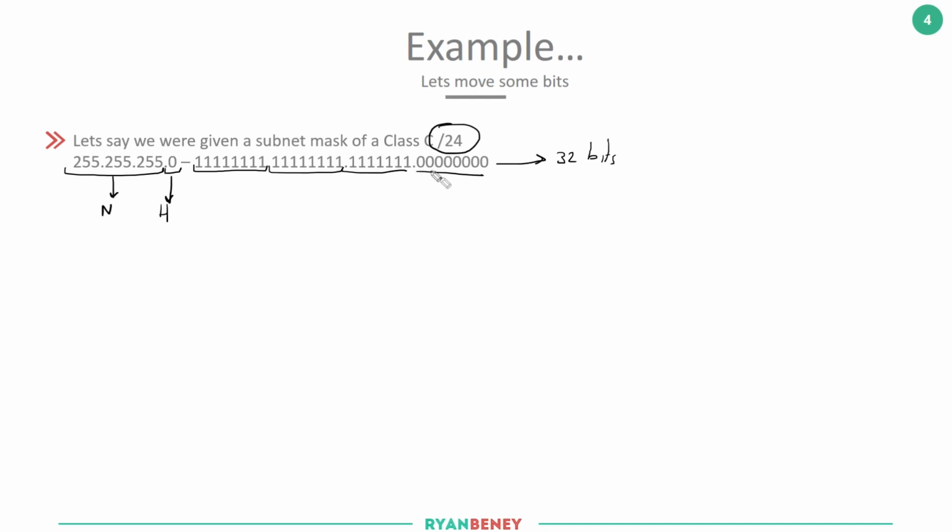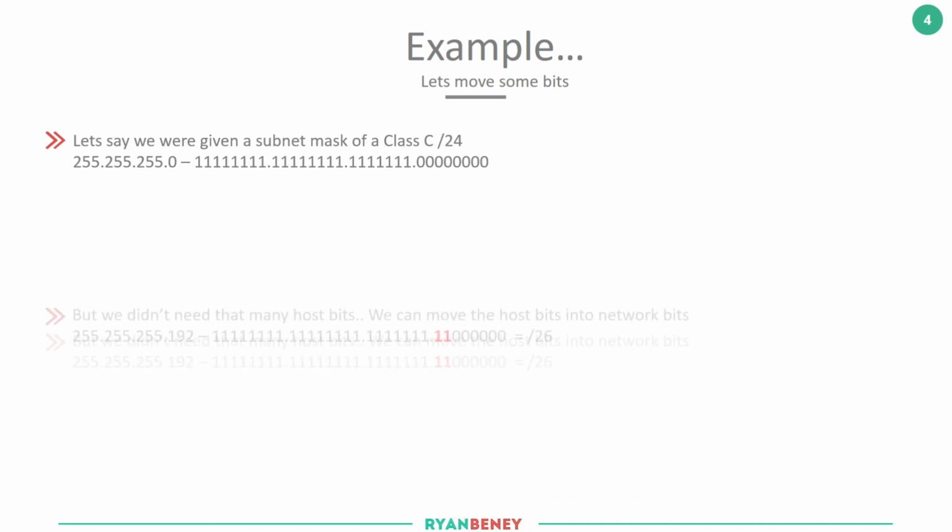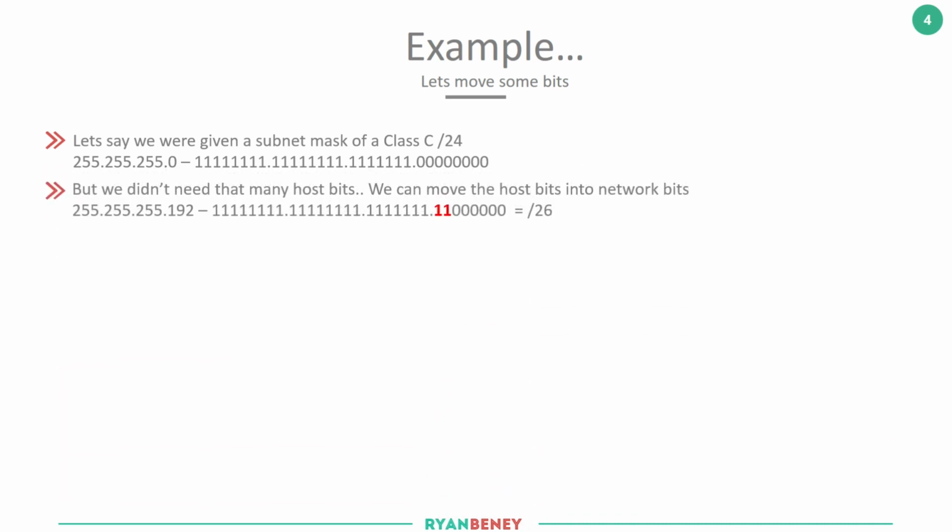Now we decided that we don't need this many host bits. In fact, what we'd rather do is split those host bits up and give them to the network portion. So the way we do that is, you can see here, we don't need that many host bits, so we move the host bits into the network bits. And now we have 2 additional network bits.